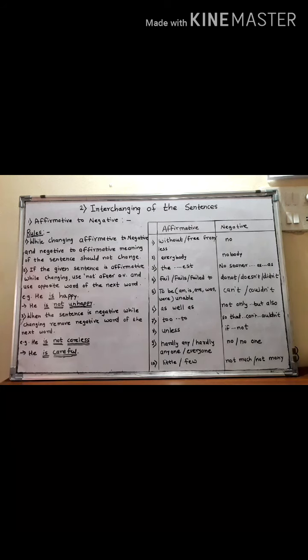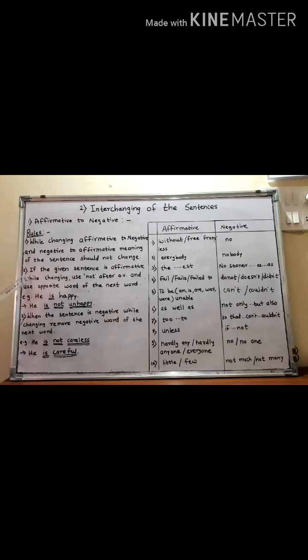Now assertive sentence itself has two kinds, that is affirmative and negative. So first we are going to study affirmative to negative or negative to affirmative. For changing this, there are some rules. First one is, while changing affirmative to negative and negative to affirmative, meaning of the sentence should not change. Means while changing sentences from one kind to another kind, meaning of the sentence should not change.